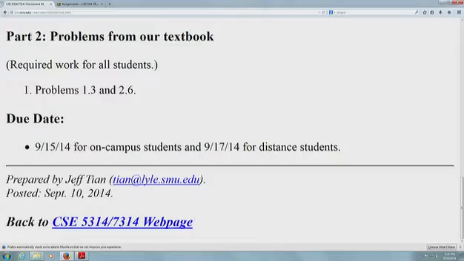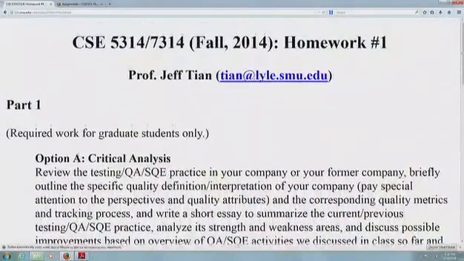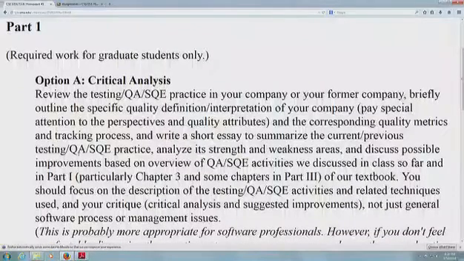Then part 1 is a little bit more complicated. It's a required work for graduate students only. Part 2 is something everyone is required to do. Okay, so that's why I didn't give a point scale.